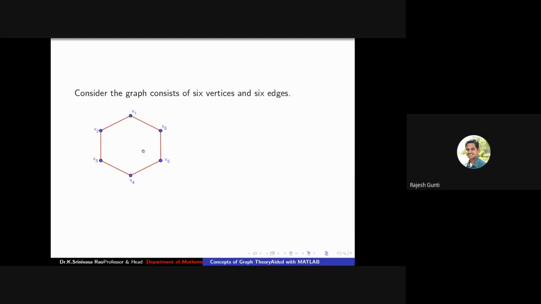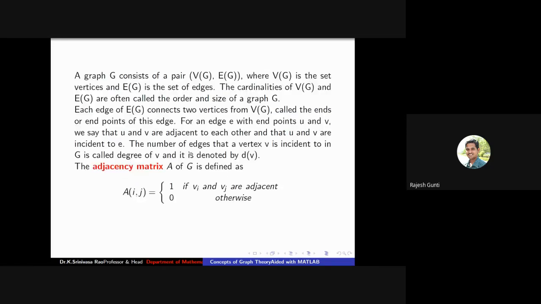These are called edges. The degree of the vertex V6 is 2. The number of edges incident to this vertex is called its degree. The degree of this vertex is 2. The degree of this vertex is also 2. The degree of this vertex is also 2. That is the definition of the degree: the number of edges that a vertex V is incident to in G is called the degree of V, and it is denoted by d.